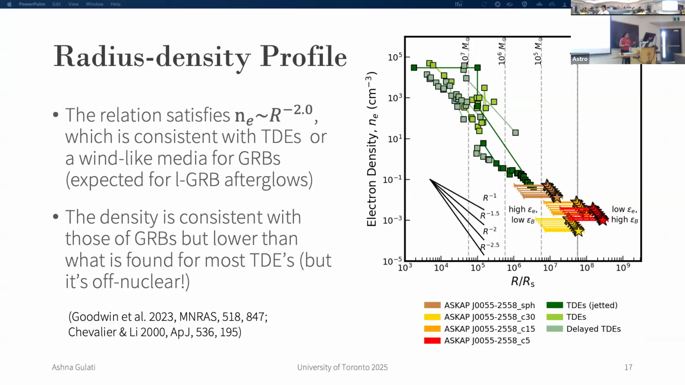How does the ambient density change with radius? Here I've got the electron density on the y-axis, the radius scaled by the Schwarzschild radius on the x-axis, and again, our data points, where red is the most collimated geometry, brown is the least collimated geometry. That relation satisfies an r to the -2, which is again consistent with tidal disruption events or more wind-like media for GRBs. The density is consistent with GRBs, but it's lower than what's found for most TDEs, which is this entire population there. But this event is off-nuclear, so that could have something to do with it.